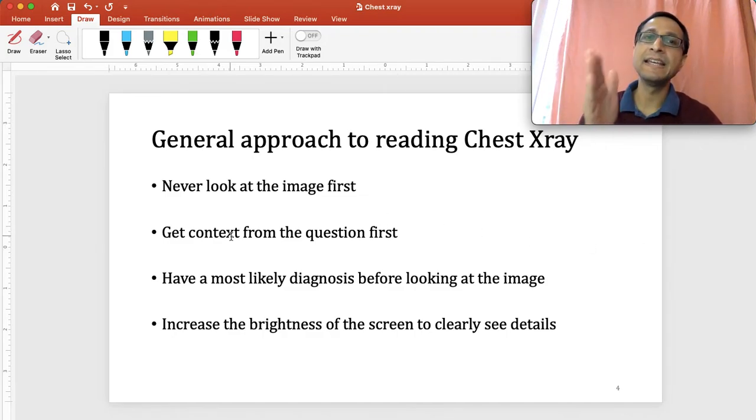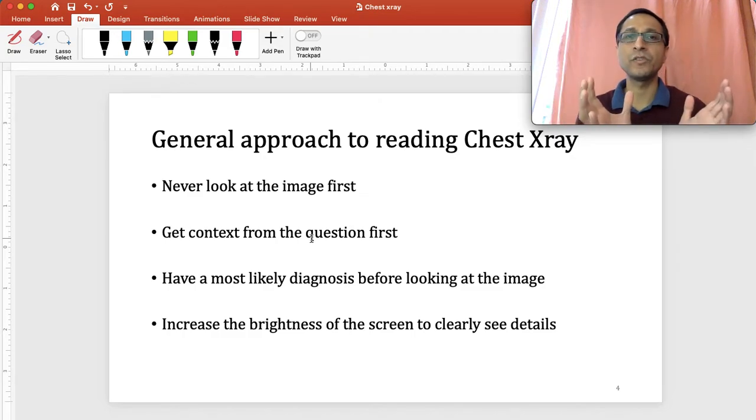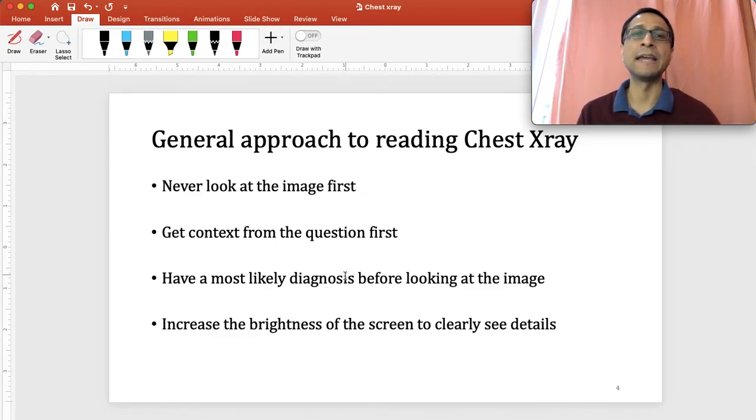But instead, get context from the question first. Super important. Based on the age, sex, chief complaint, based on what is given in the question, whether it's an abnormal finding, whether it's a normal finding, definitely get those context from the question, some clues from perhaps the labs or even the physical exam finding, right? So all of those will help you formulate a most likely diagnosis. Then take a look at the image to confirm your suspicion.